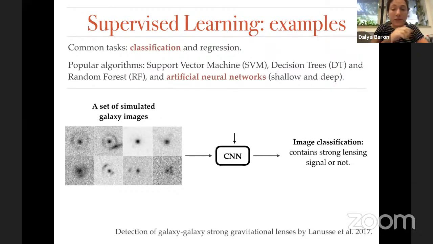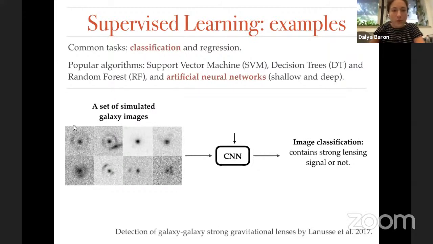One of my favorite examples is detection of galaxy strong gravitational lenses. So strong gravitational lensing is a rather rare phenomenon. And when we look at a data set, we expect these type of images with these type of nice arcs to be extremely rare. It is very difficult to find them. And when we have data sets that contain tens or hundreds of millions of images, it is very difficult to go through them by eye and find candidates of these strong gravitational lenses.